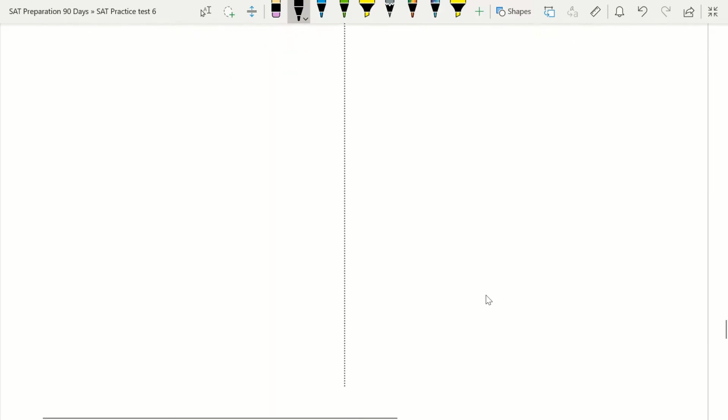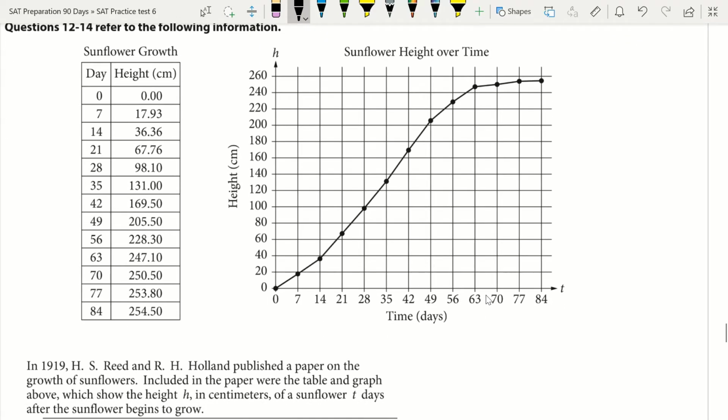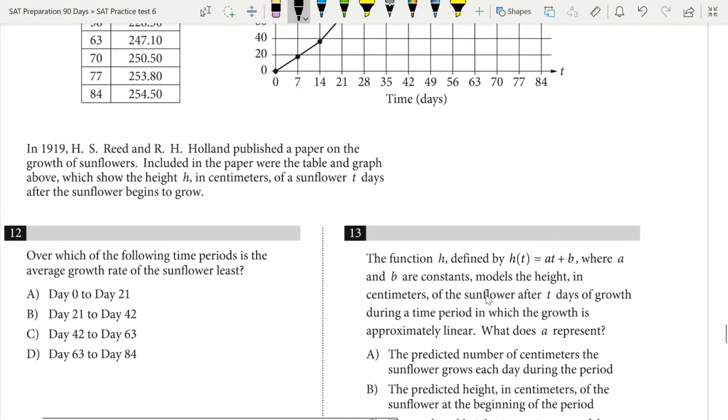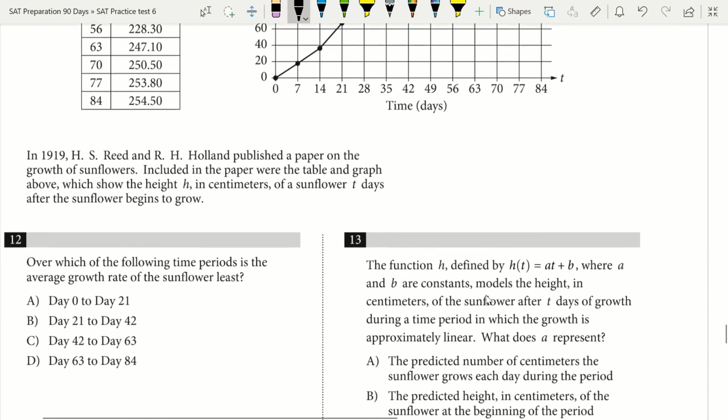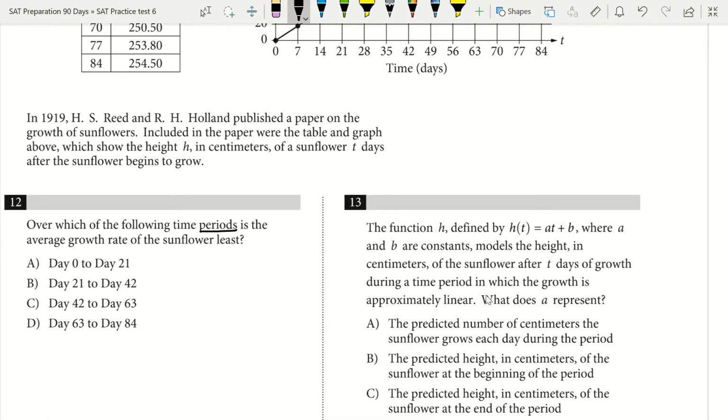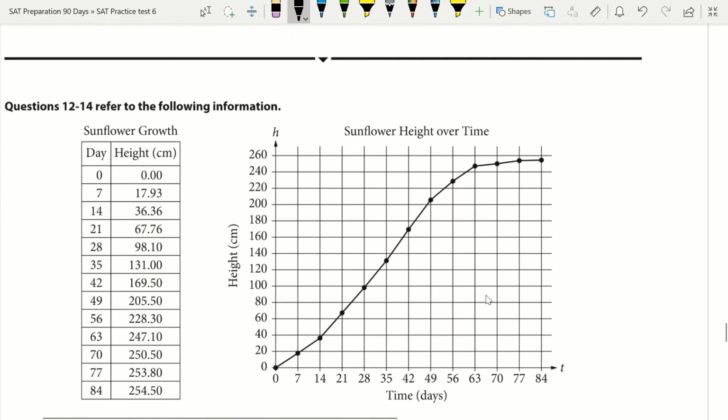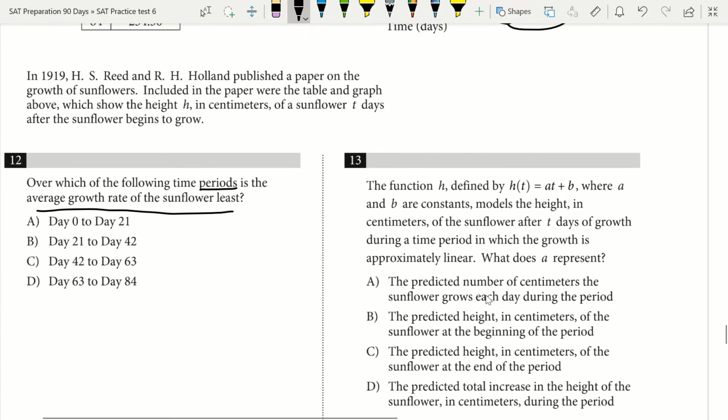All right, moving down, we got question 12. 12 through 14 are referring to the following. We've got a graph, sunflower growth, with time and height. Over which of the following time periods is the average growth rate of the sunflower the least? Well, my growth rate being the least is where my height changes the least over time. I see that that's going to be right around here. So I'm looking for an answer saying something with 77 to 84 or something with 70 to 77, right around there.